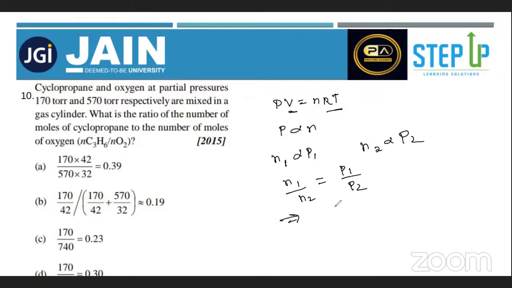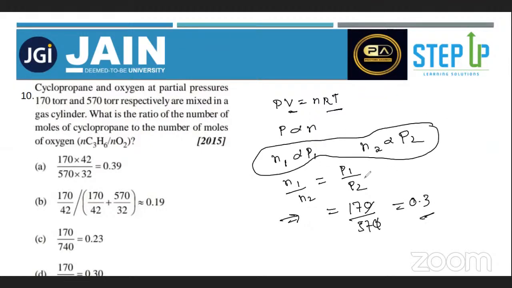That's all. We have the partial pressures given. P1, if I assume it to be cyclopropane, is 170 torr over 570 torr, which comes approximately to 0.3. This is the thing there. After that, solve it.